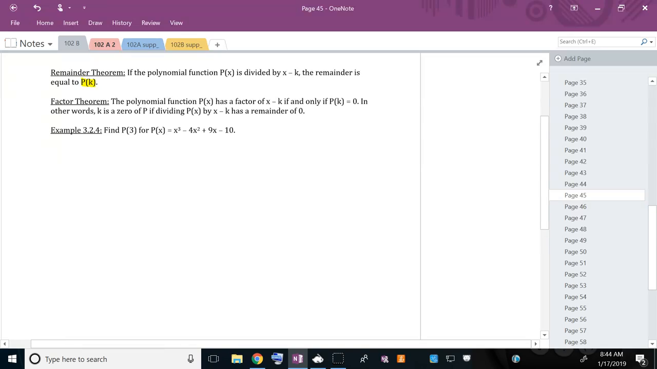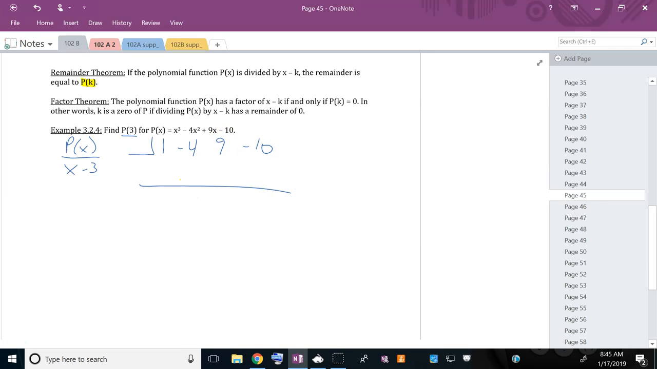So if I have my polynomial, p of x is x cubed minus 4x squared plus 9x minus 10, and I want to find p of 3, that means I take that and divide it by x minus 3. Now as I set up my synthetic division though, I take the opposite of the number with the x in the divisor. So I still put a positive 3 there. If you've got an x in front of the number, that's when we flip the sign. However, if you've got the number by itself, like we do here, then we do actually just leave it as is.